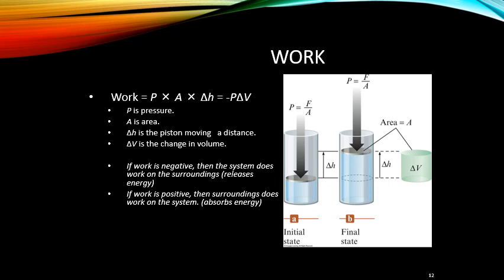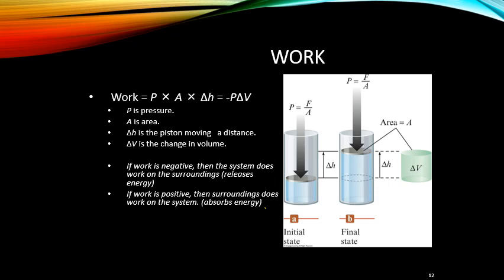If you have a negative amount of work, then the system is doing work on the surroundings. It's releasing energy, and as a result of that, you would end up having a positive delta V. So work is pushing out, with the work being done on the surroundings. It is changing the volume in a positive direction, so I have negative P times delta V. Delta V is positive, so I would have the work being a negative amount.